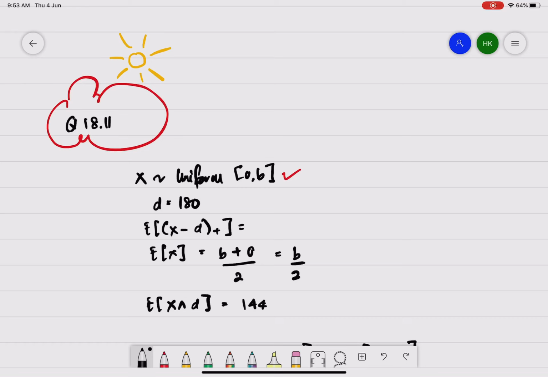The expected value of (X minus D)+ is not given, unknown, and we are given the expected value of X∧D. We can find the expected value of X in terms of B, because X is uniform from 0 to B. Expected value of X, because it's uniform, is (A plus B) over 2, so you get (B plus 0) over 2. And the expected value of X∧D is 144, with D equal to 180.